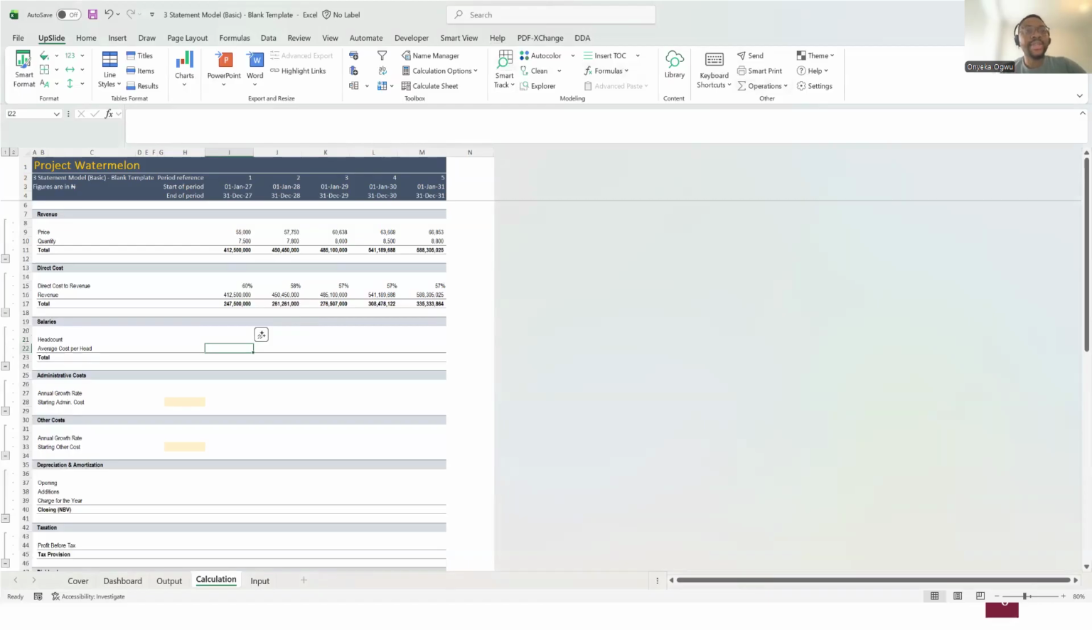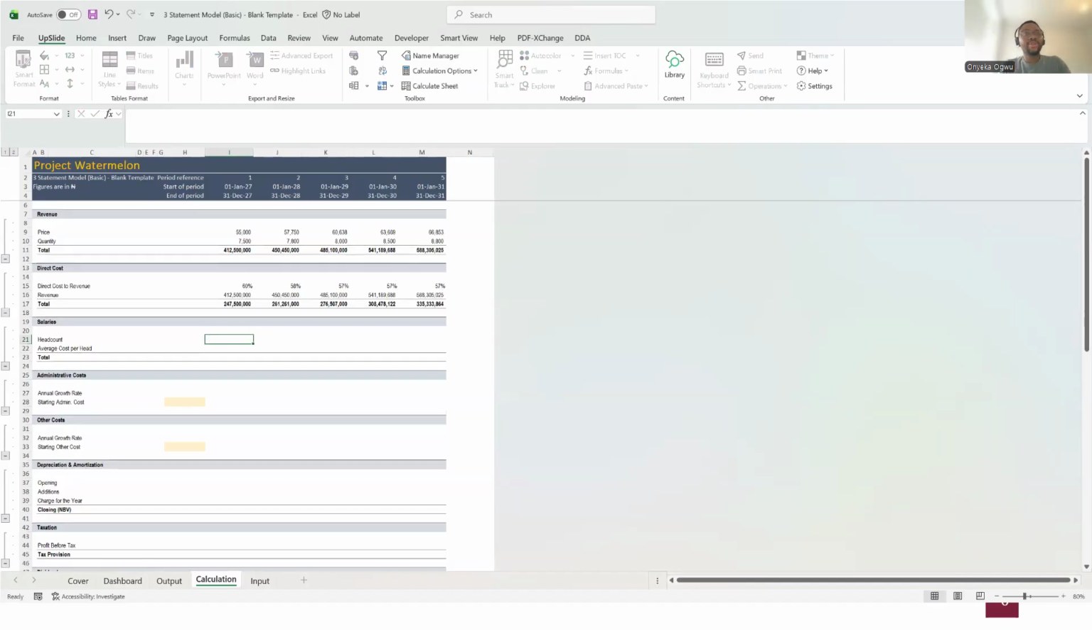So the next one is salaries, right? What was our assumption for salaries? Can somebody explain our assumption for salaries? What did they give us for salaries? The assumption is the input head count and price per head, right? So the head count will be equal to, we'll just link the head count.